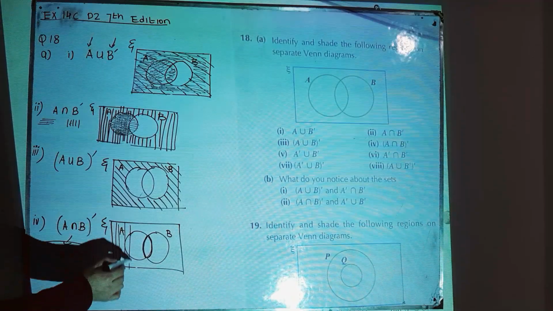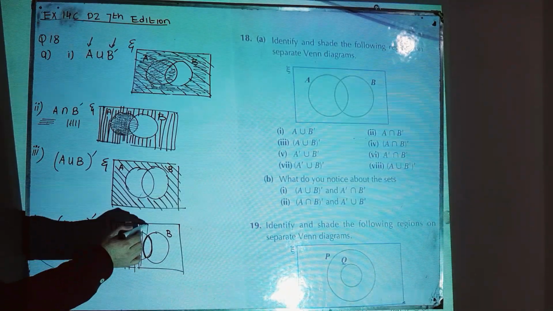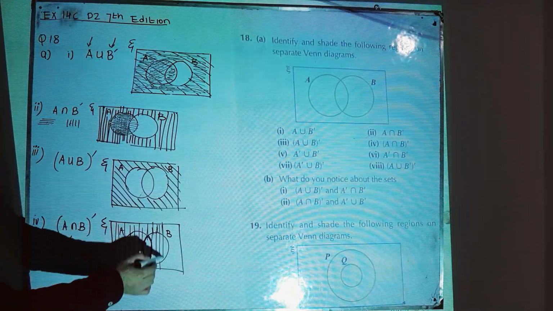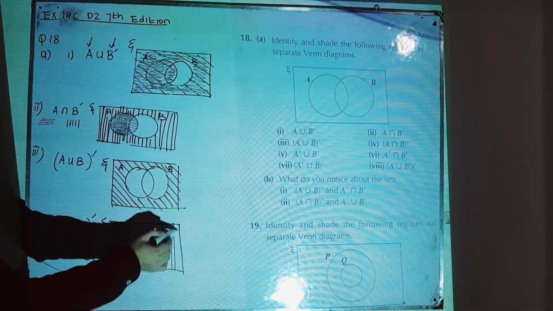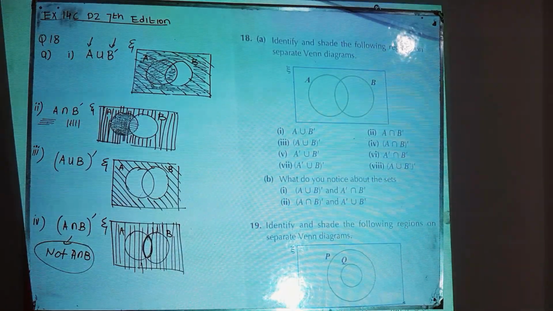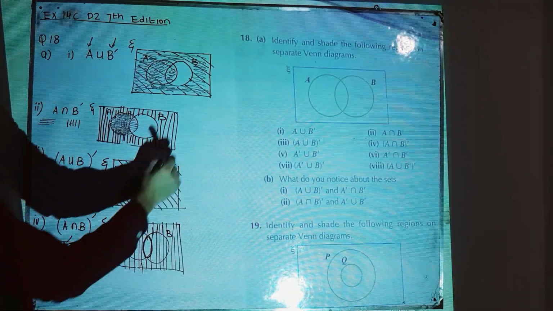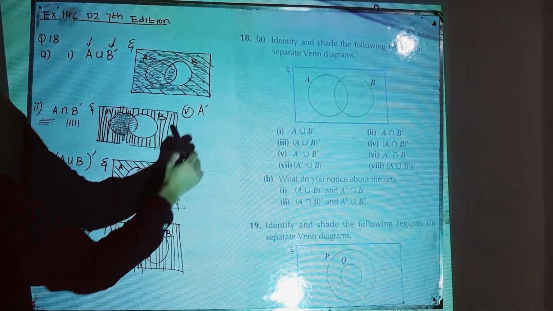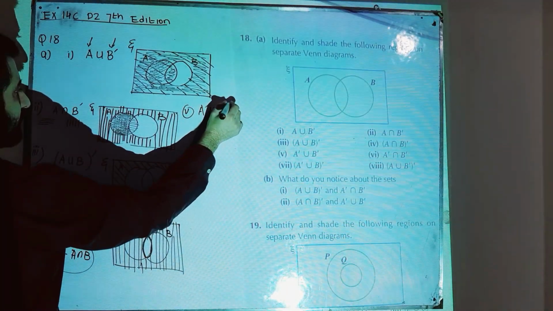So just shade all the region other than A intersection B, like this. This will not be shaded, else all the region will be shaded. Next one, part number 5 is A complement union B complement.